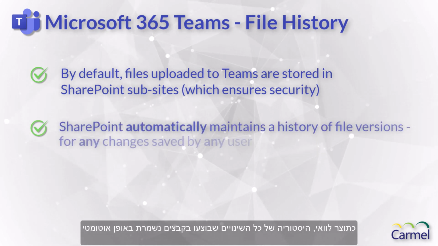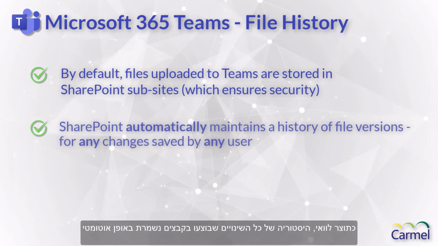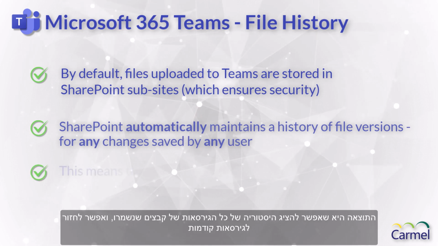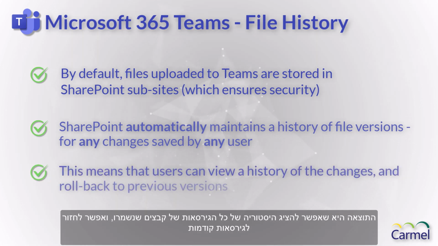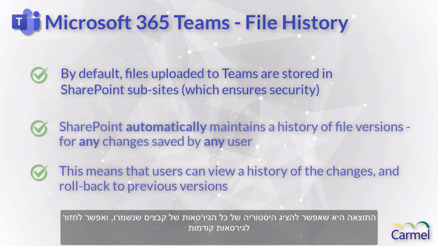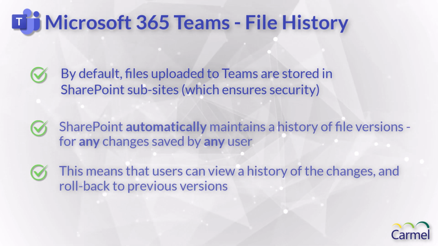As a byproduct of this, a history of all changes made to files is saved automatically. The net effect is that you can view a history of all the saved versions of a file, and you can revert to previous versions. Let's see this in practice.